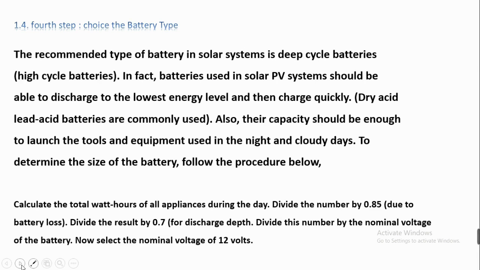Calculate the total watt-hours of all appliances during the day. Divide the number by 0.85, due to battery loss. Divide the result by 0.7, for depth of discharge. Divide this number by the nominal voltage of the battery. Now select the nominal voltage of 12 volts.